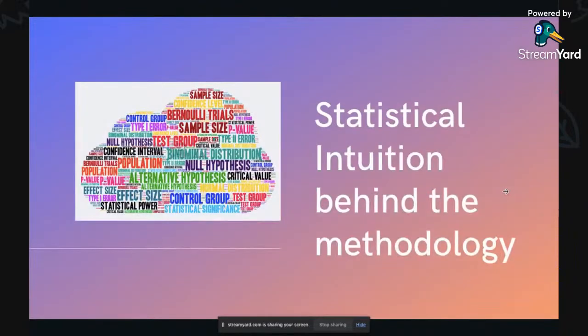So, going ahead, we'll be diving into the statistical intuition behind the whole process. As you can see, we have a word cloud on the left here, and my goal is to make it easy for people who would not know a lot of these terms to be able to correlate them with A/B testing and hypothesis testing, which we'll be diving into.